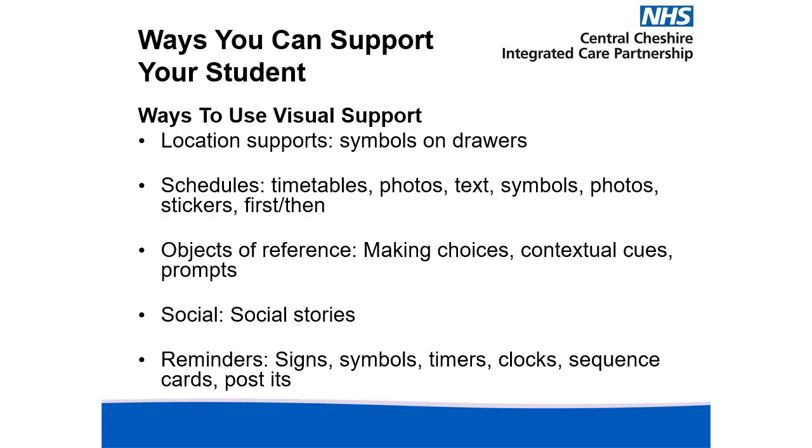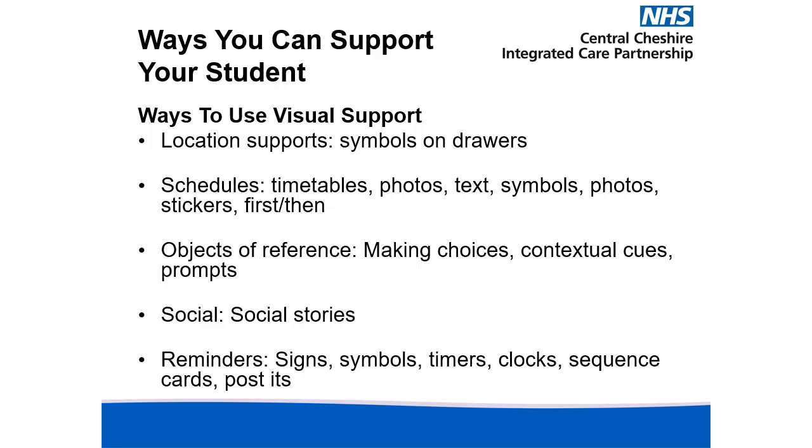Let's consider what ways we can use visual support for children and young people with neurodivergent communication styles. We can use them as location supports, for example putting symbols on drawers so people know what's in them or where to find things. We can use them on schedules, for example timetables, photos, texts, symbols, stickers, first and then.